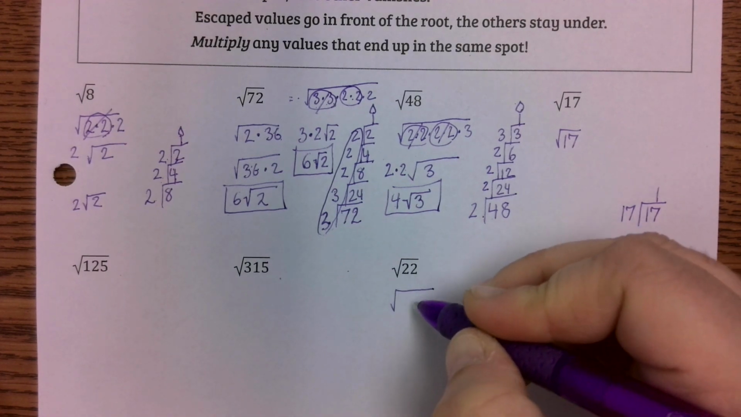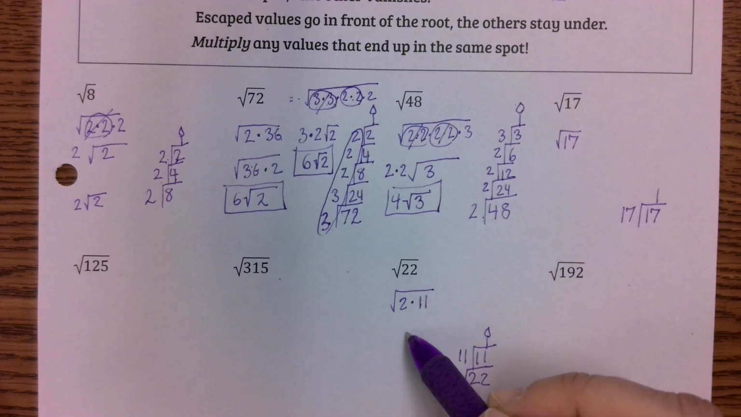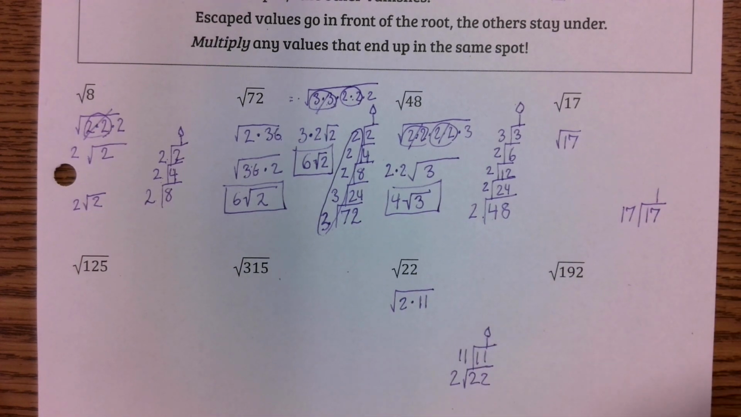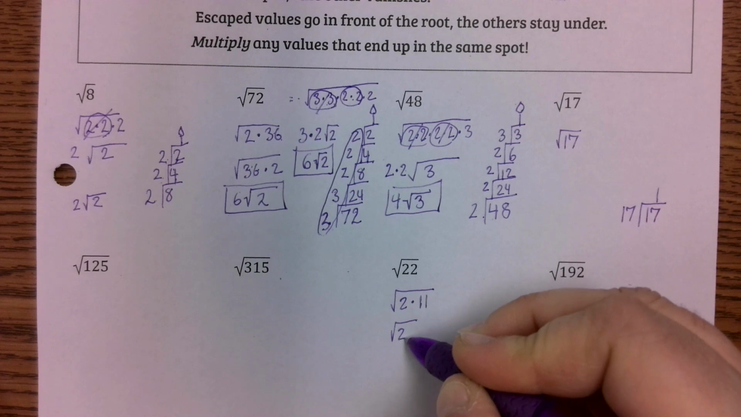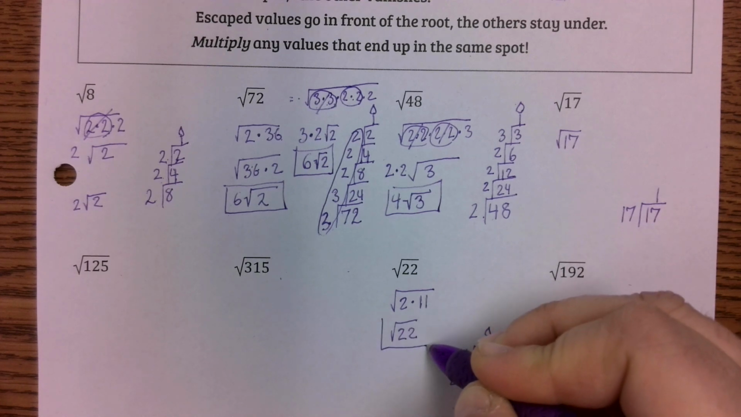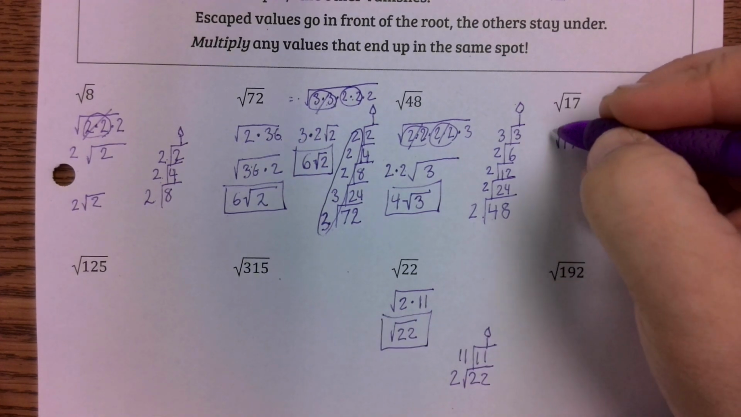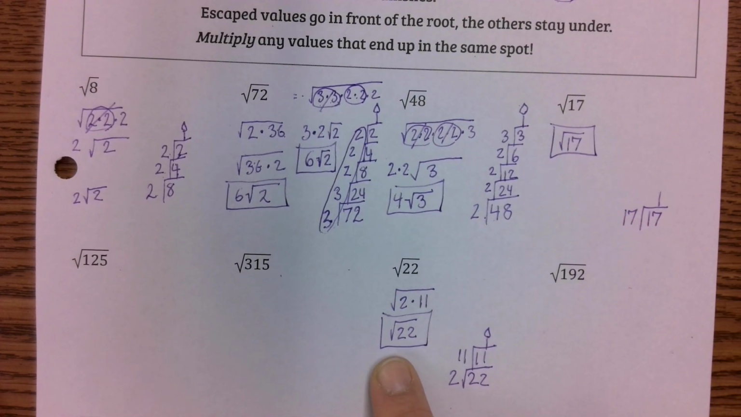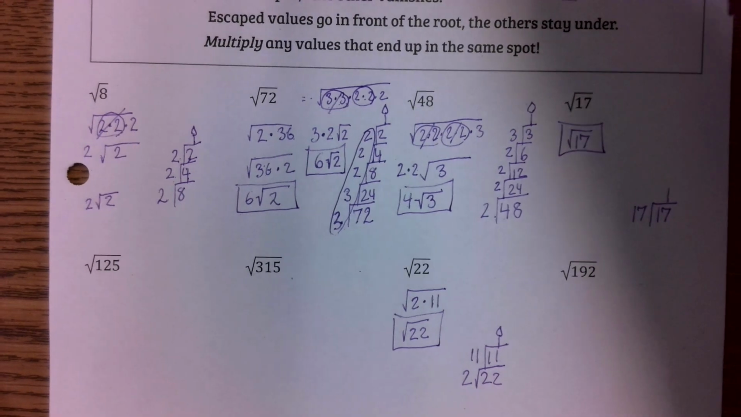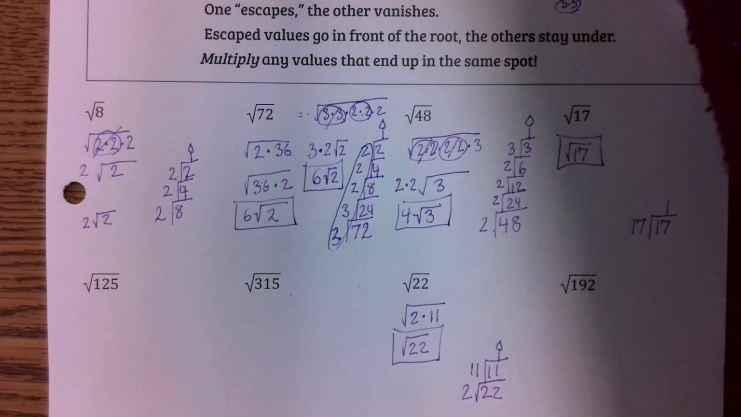That means that inside, I put my 2 times my 11. Notice how there aren't any pairs? That means that nothing comes out. And since nothing comes out, its simplest form is still just square root of 22. Okay, that's our answer, just like 17. So if the number itself is prime or nothing comes out when you do your prime factorization, then it is in its simplest form. That's the best you can do.